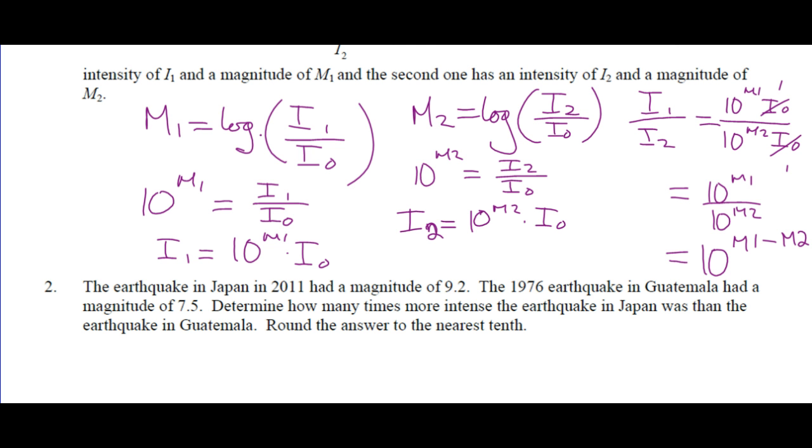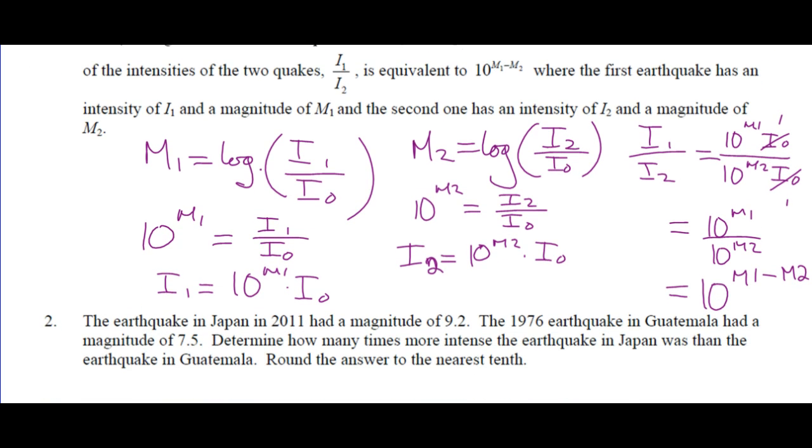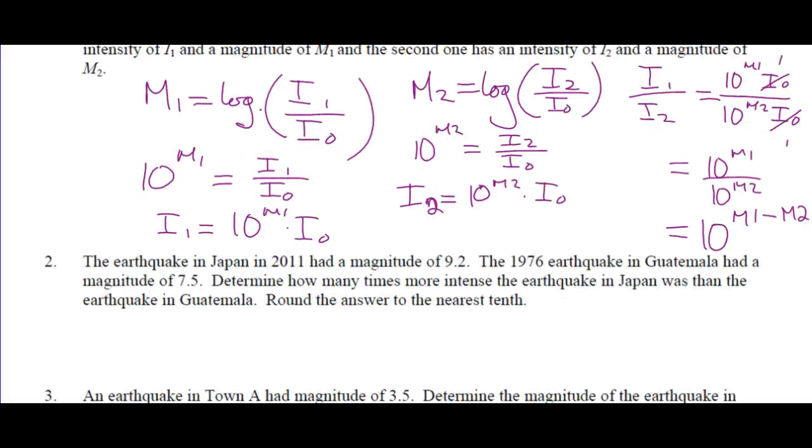Okay? So the takeaway really is, if you give me two earthquakes to compare, I'm just going to go 10 to the power of the difference between the intensities, and that will tell me how many more times one earthquake is than the other. But if they're one apart or two apart, I don't need to do this. I'll know that it's 10 or 100 or 1,000 or so on.